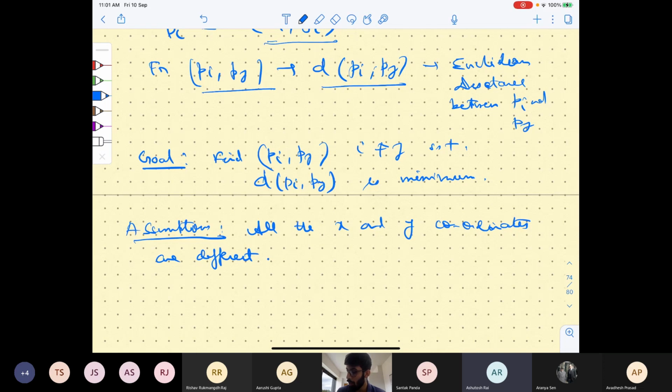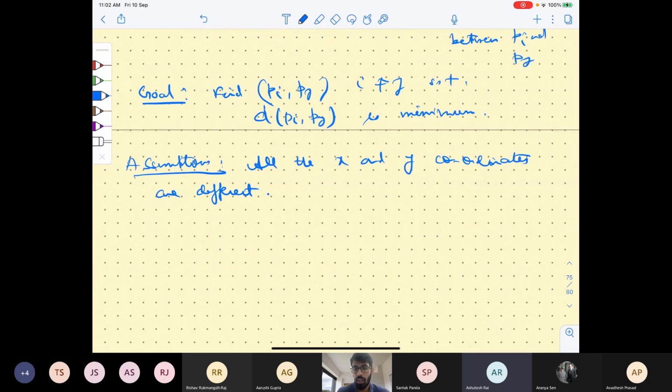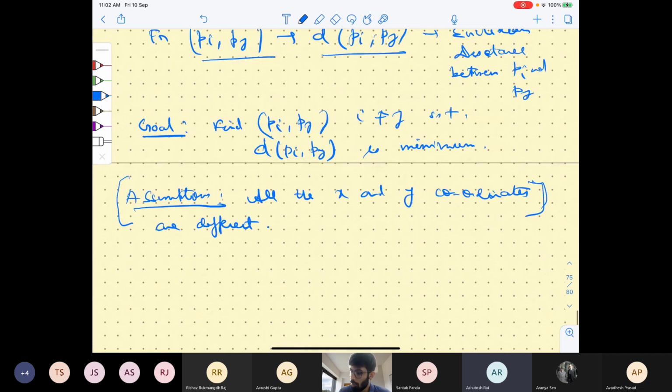Okay, and we are going to assume that all x and y coordinates are different, and this can be done by applying a linear transform, which basically just rotates the points very slightly. We won't worry about how to get rid of this assumption today, but it is an assumption that we'll be using: that all the x and y coordinates of the points are different. Okay.